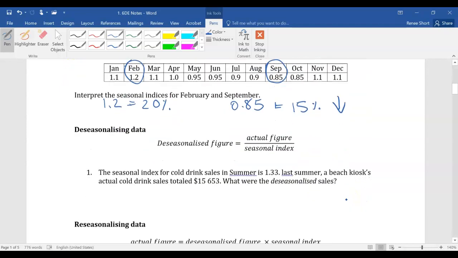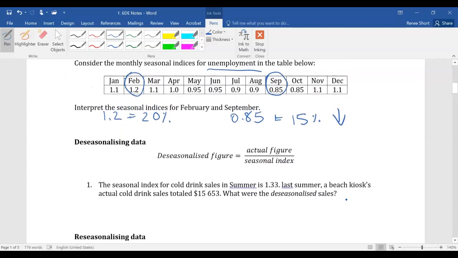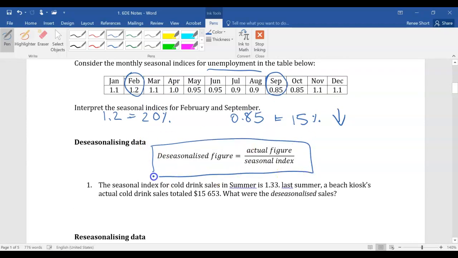So when I'm talking about deseasonalizing the data, what we need to do is follow this equation here. In this equation, it says that our deseasonalized figure is equal to our actual amount divided by that seasonal index.